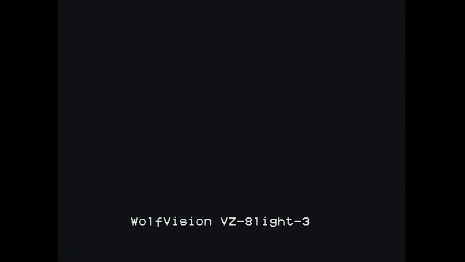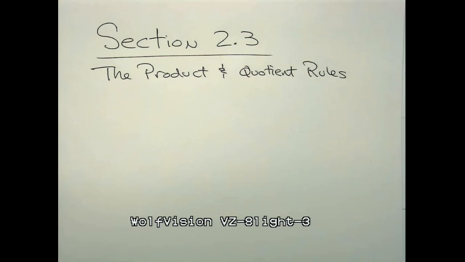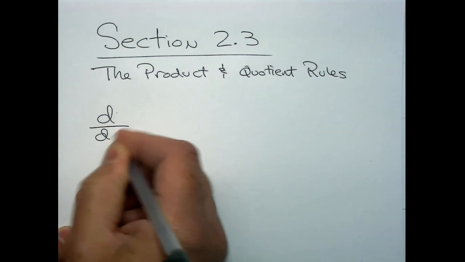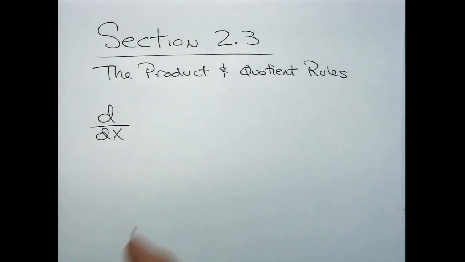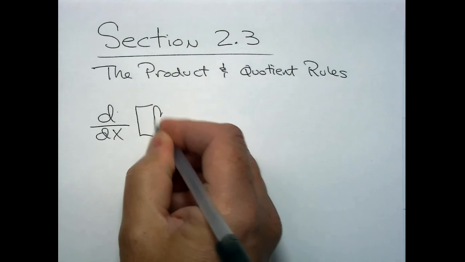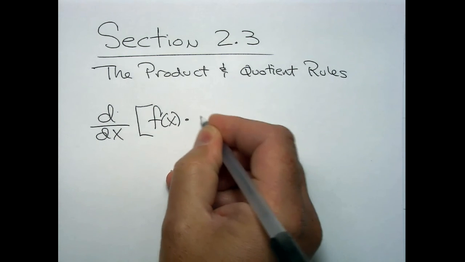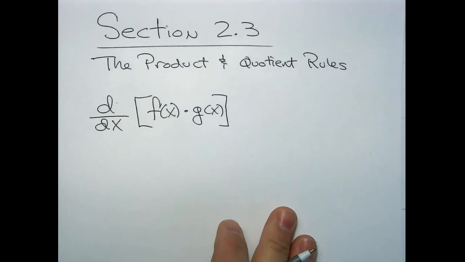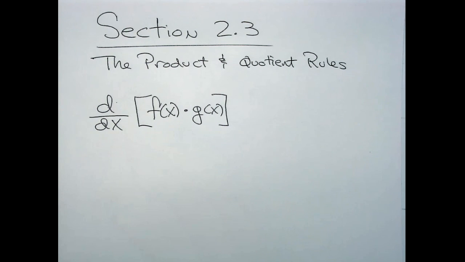This is section 2.3, and it's the product and quotient rules. Now, if you were to take the derivative, d dx being the action verb, take the derivative with respect to x, of two functions multiplied together. Wouldn't it be great if the derivative worked for products like it does for sums?